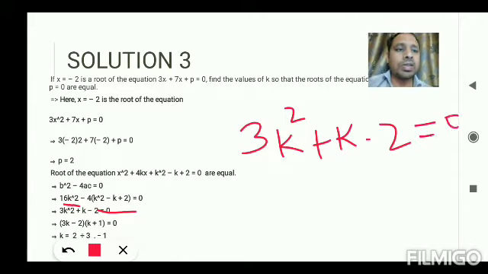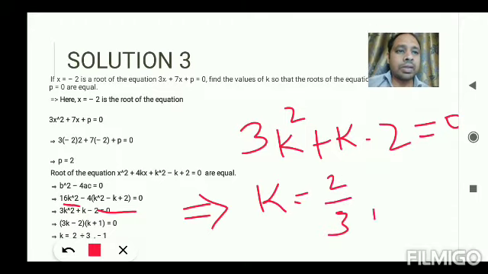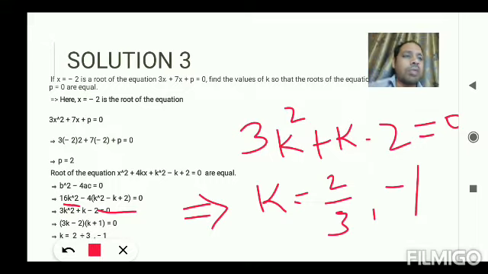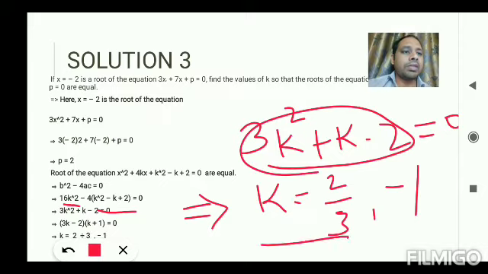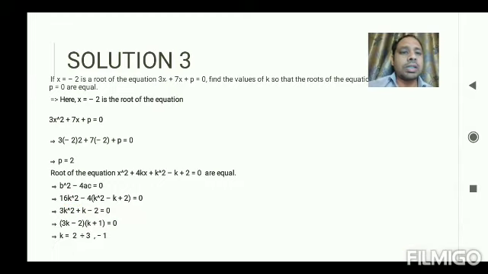And if you simplify this one, you will get k equals 2 by 3 and k equals minus 1. By using splitting the middle term, if you simplify this one, you will get k equals 2 by 3 and k equals minus 1. I think it is clear to all of you. Now moving to the last question.